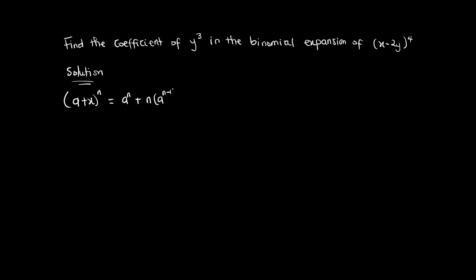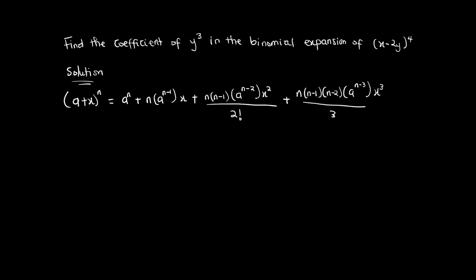We subtract 1. Then we introduce x, plus we have the n, then the n minus 1. Then the power of a will now be subtracted by 2. Then we square the x, but then we divide by 2 factorial. Then plus we have the n into bracket n minus 1, n minus 2. Then we have a to the power n minus 3, x cube, all over 3 factorial, and then we continue that way.